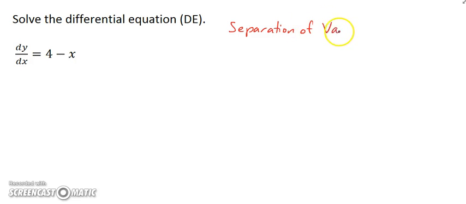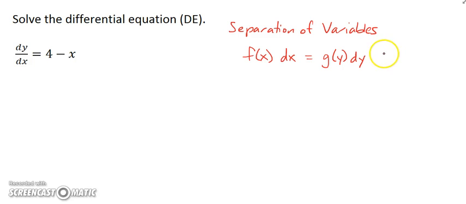And the idea is to take a differential equation written like this one, for example, to get it into the form where you have some function of x dx on one side and some other function of y dy on the other. In other words, what I'll say when I'm teaching this is simply get your x's and y's separated. Find a way to get nothing but x's on one side and nothing but y's on the other.